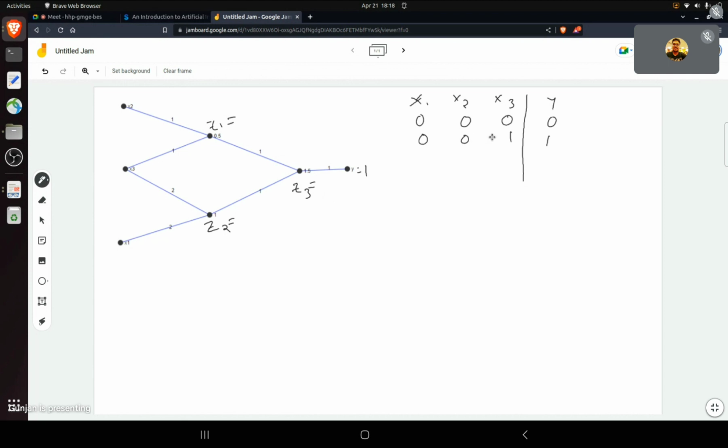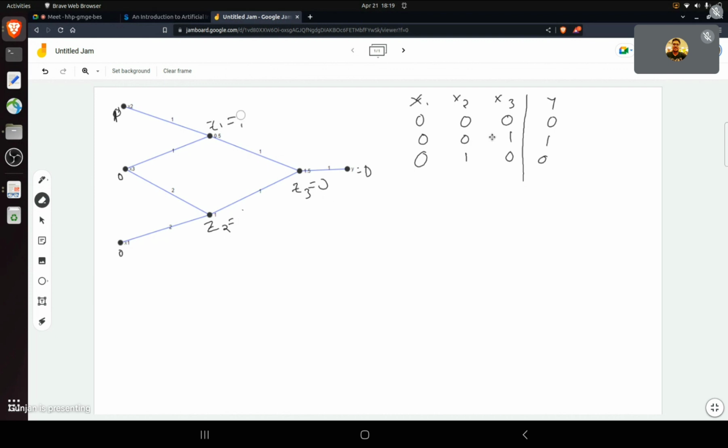And when it is 0, 1, 0, what do we get? This is 1, this is 0, this is 0. So we will get 1 into 0, that is 1. So z1 will be 1, z2 will be 0, z3 will be 0, and y will be 0. So we get y as 0.